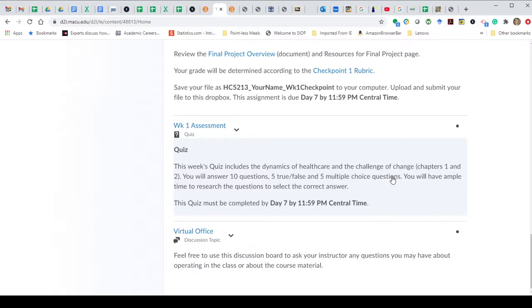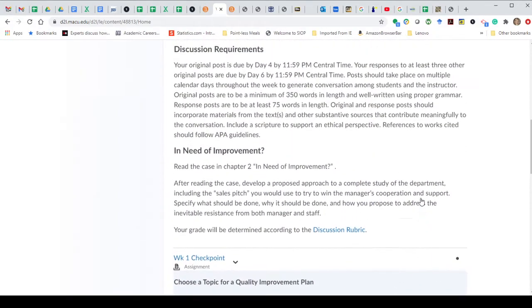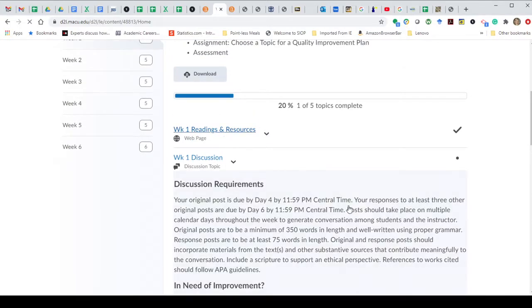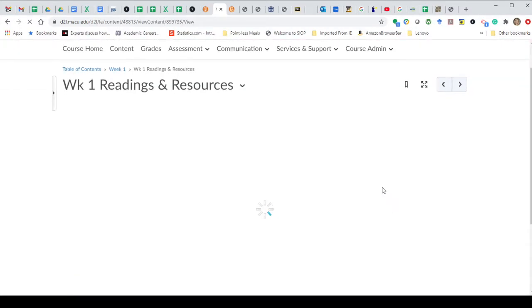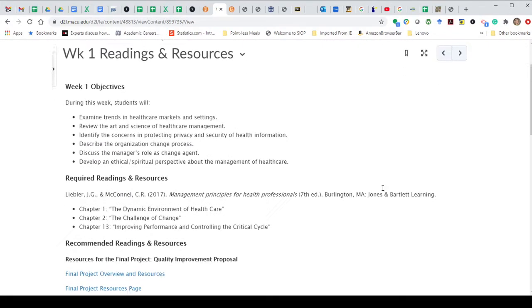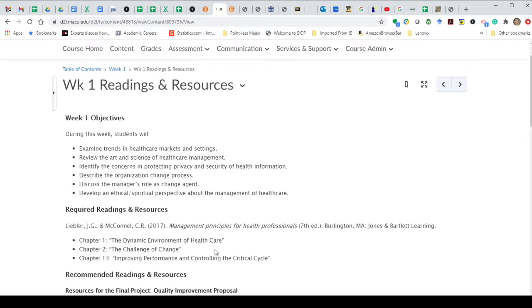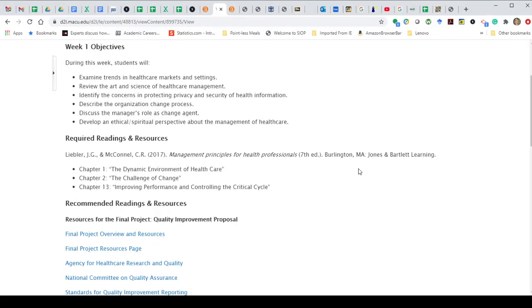You'll also have a week one quiz. You'll have a quiz each week. I just recommend getting into that reading and looking at the reading. And when you read, take notes on what you're reading. You really need to focus in on these three chapters this week: chapter 1, chapter 2, and chapter 13. Take notes or mark up your textbook, flag things, so that if you do get stumped during the quiz, you can go back and look in your textbook and come up with the right answer.